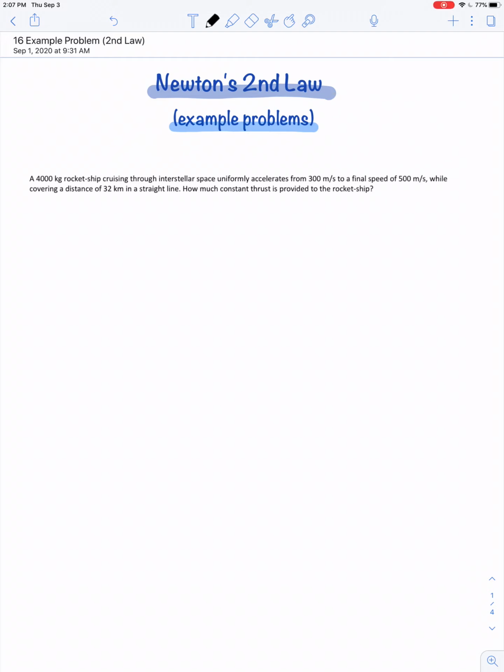Now that you've been introduced to Newton's first and second laws, let's do a couple example problems to help illustrate how to put the laws into practice. This problem is about a 4,000 kilogram spacecraft, and we want to do a problem with an object in interstellar space so we can ignore any forces of gravity or air resistance and have just the one singular force from the thrust from the rockets.